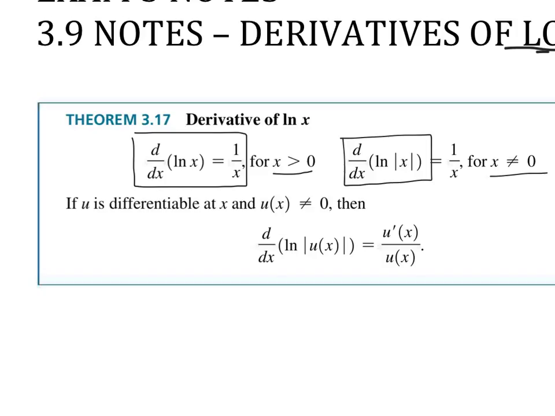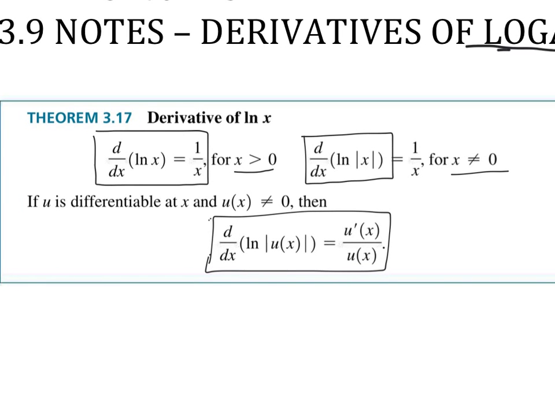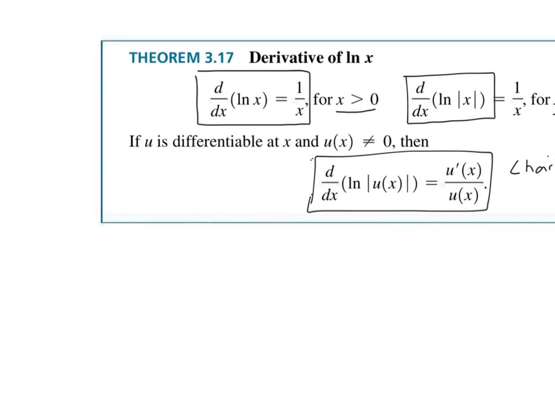But then I want to also show you that this definition here, d/dx of the natural log of u of x is equal to u prime of x over u of x. And what I want to clarify here is that this is the chain rule. Okay, this is the chain rule. So let's take a look at just some quick examples here, and I'm going to go through these pretty quick.